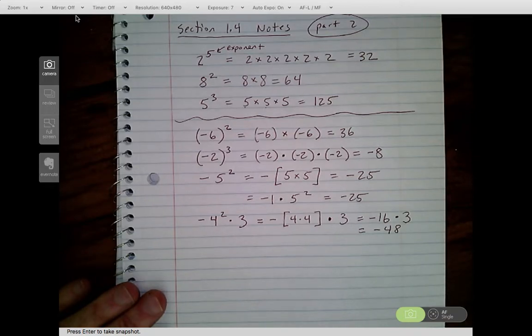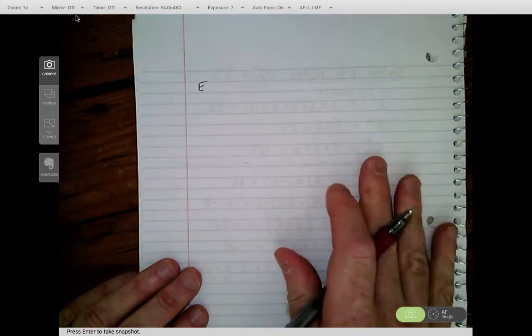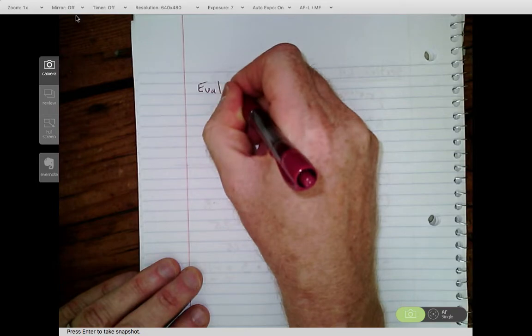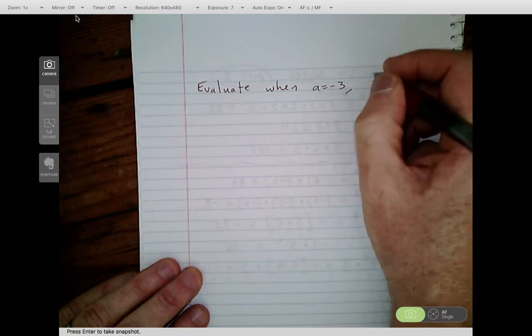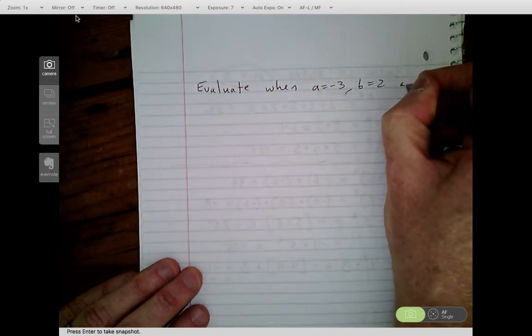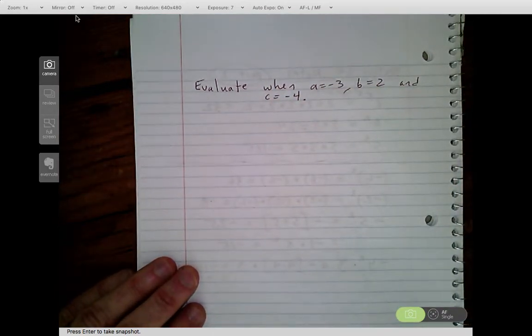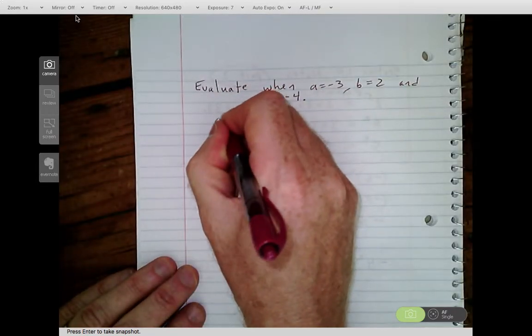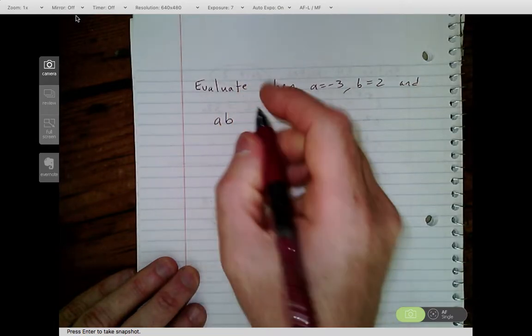Okay, so like we did in section 1.3, we are going to do some stuff with variables here where we do some evaluating. So I'll give you some letters and what we're going to make them equal to. Evaluate when A equals -3, B equals 2, and C equals -4. Okay? So A, B, like that. If two letters or two variables are written together, that's multiplication.